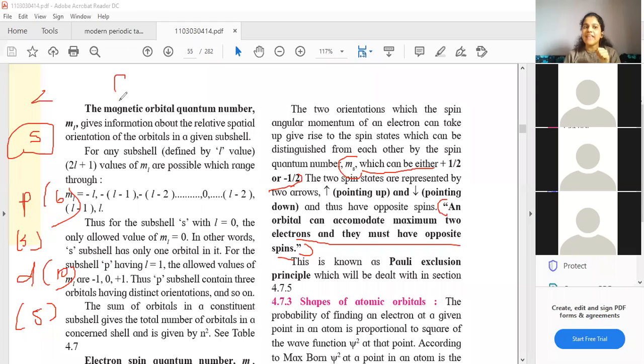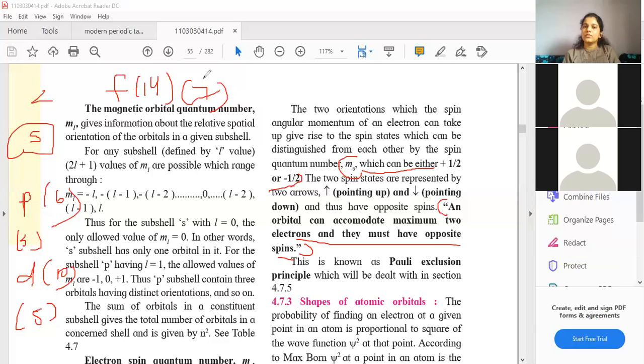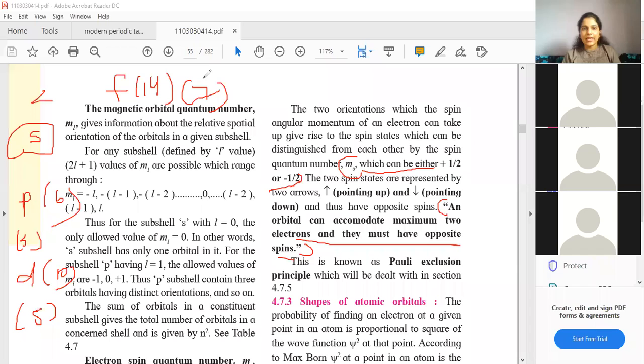Similarly with F. Inside F, students, how many orbitals are there? 7. Every orbital will hold 2 electrons. That is 7 2s are 14. Yes or no? So your F subshell will hold 14 electrons. Students, please let me know if you all understood the spin quantum number and what I explained just now, the number of electrons and everything. Please let me know. Yes, miss. Okay, good, fine, all right.